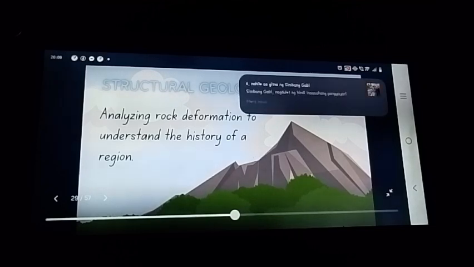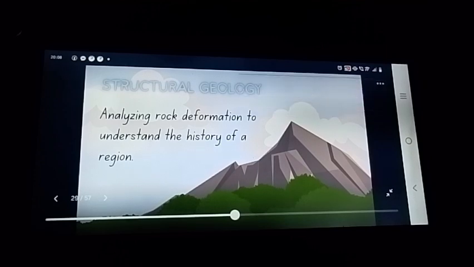Tectonic events. By analyzing the patterns of deformation, structural geologists can identify past tectonic events such as mountain building, rifting, and plate collisions. Timing of events. Dating the rocks and the deformation features helps establish the sequence of geological events. And resource exploration. Structural geology is crucial for mineral and hydrocarbon exploration. Geohazards. Structural geology helps understand geological hazards like earthquakes, landslides, and volcanic activity.